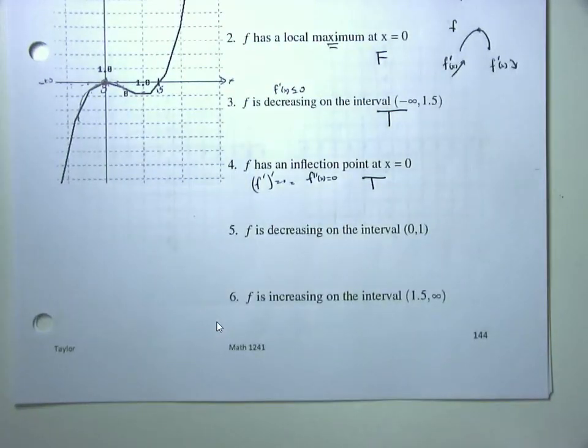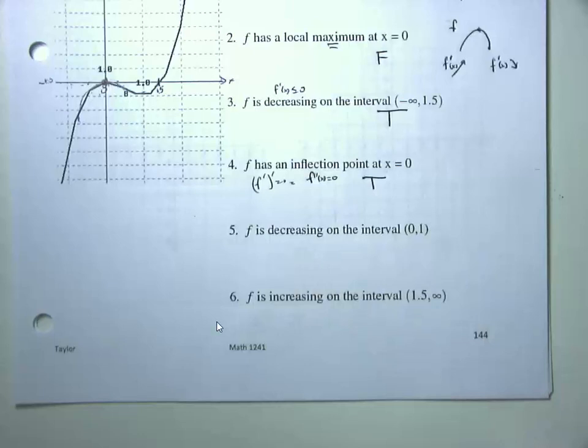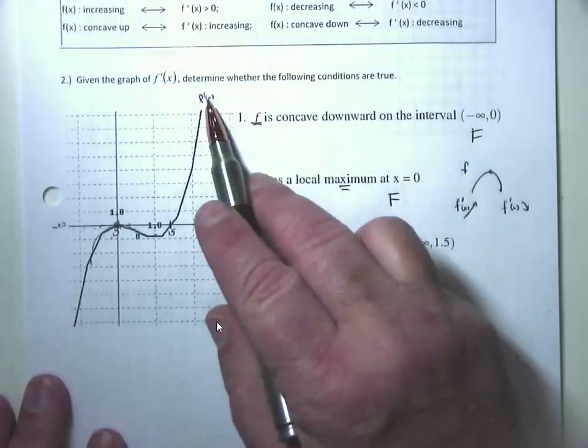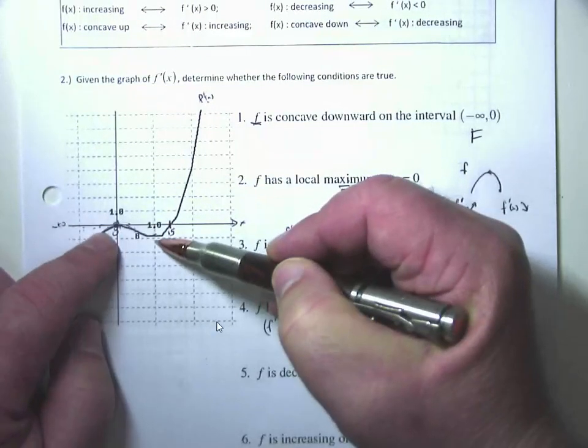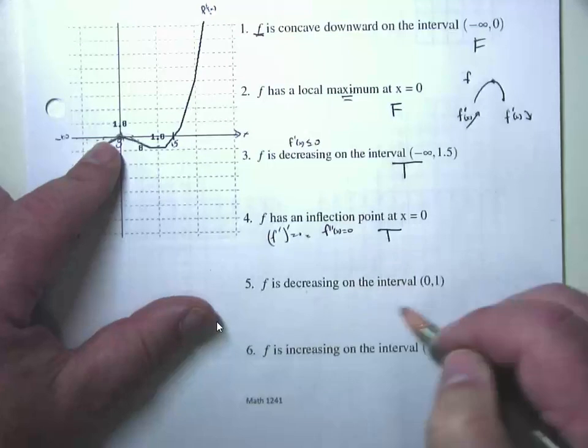Number 5, is f decreasing on the interval between 0 and 1? True or false? I'll let you think about that one. Between 0 and 1, is f decreasing? The original function is decreasing. Remember, this is the graph of the derivative. So between 0 and 1, is it located below the x-axis? That means the derivative is negative. And derivative is negative means it's decreasing. Yeah, that's true.